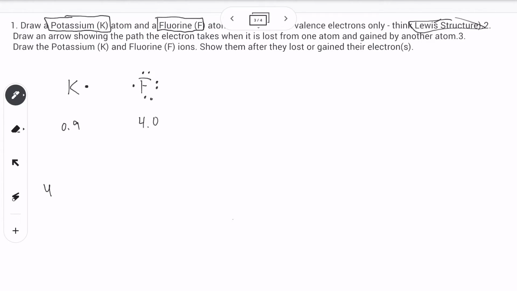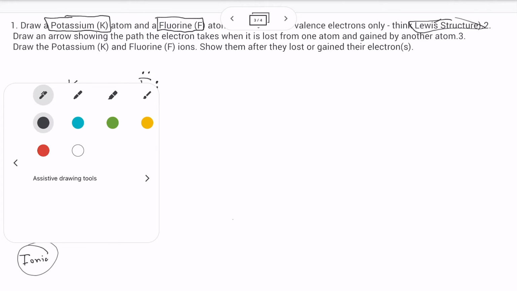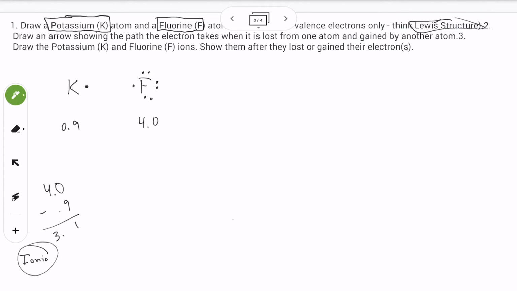So if we subtract these, it's going to be 4.0 minus 0.9. That's going to give us a 3.1, which if you remember is in the ionic category. So this is going to be ionic, which means it can lose electrons and gain electrons. All right, so let's draw that. So this electron is going to be lost to the fluorine because it has the lower number. The higher number gains it.